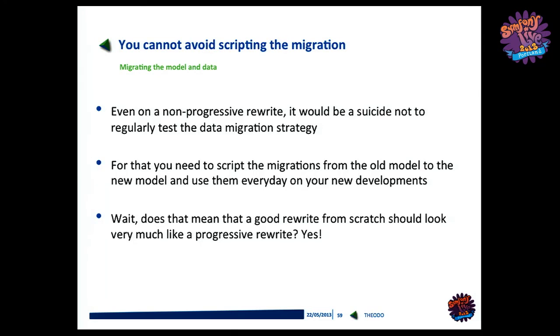So the same strategy, even for a total rewrite, is to script the migrations and run them every day, and maybe even every hour. What I found interesting is that when you do that, it looks very much like what you would do in a progressive rewrite, which would be basically migrating the old model to the new one every, I don't know, 5 minutes, for example, if you can do that. So in a way, I'm trying to prove to you that it's not harder to do a sane total rewrite than a progressive rewrite.